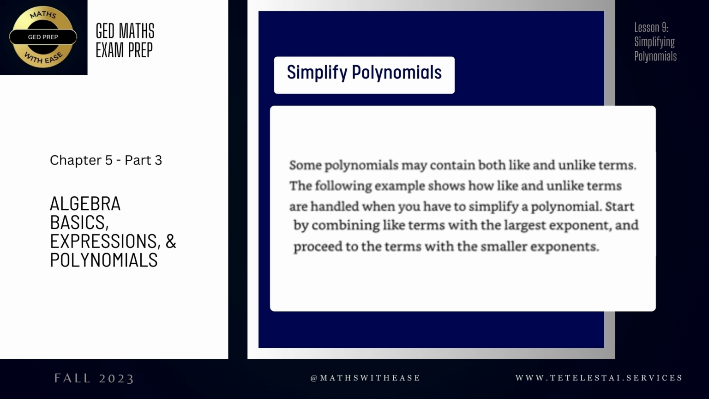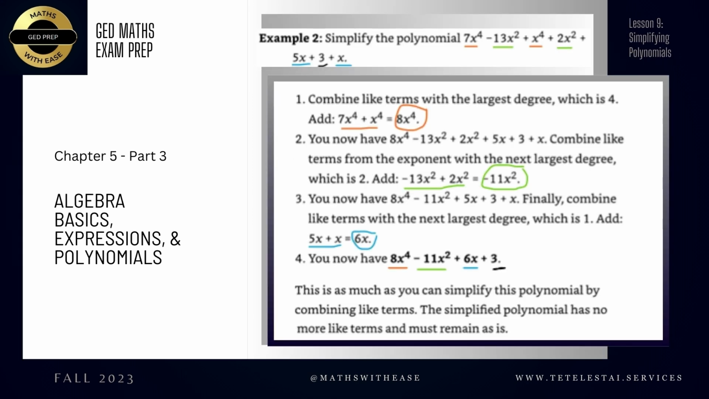Some polynomials may contain both like and unlike terms, and the example that follows will show how like and unlike terms are handled when you have to simplify a polynomial. Start by combining the like terms with the largest exponents, and then proceed to the terms with the smaller exponents, okay? And so here, let me zoom in.